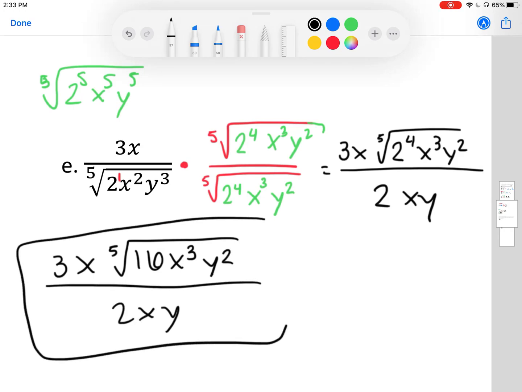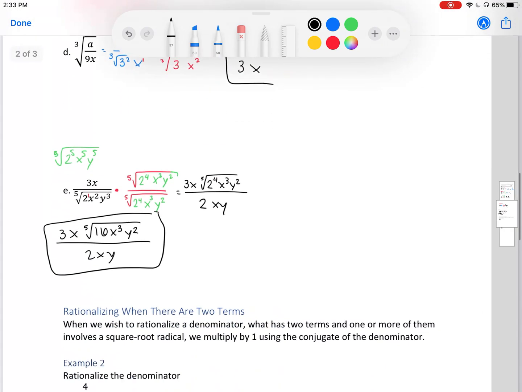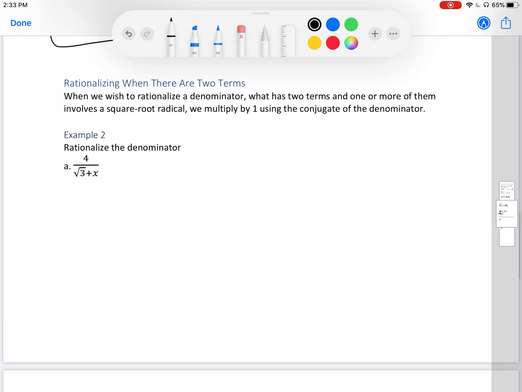Now what's the goal? Your goal is to just not have a radical in the denominator. Rationalizing when there are two terms. When we wish to rationalize a denominator that has two terms, and one or more of them involves a square root radical, we multiply by 1 using the conjugate of the denominator. Do you remember what conjugate means? It means same numbers, but different signs. One's a minus, one's a plus.